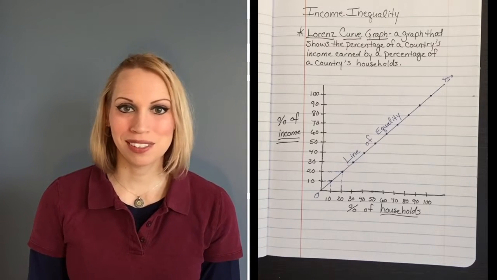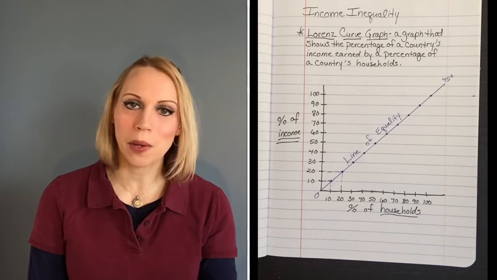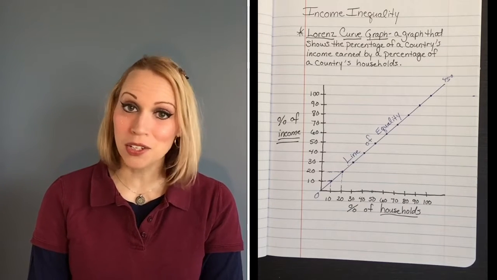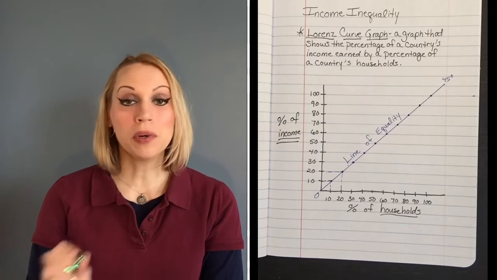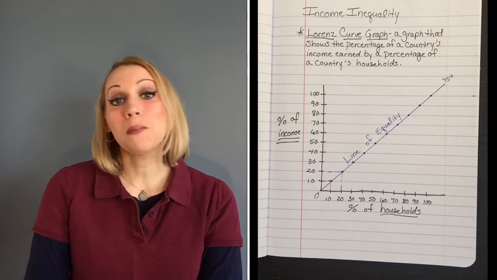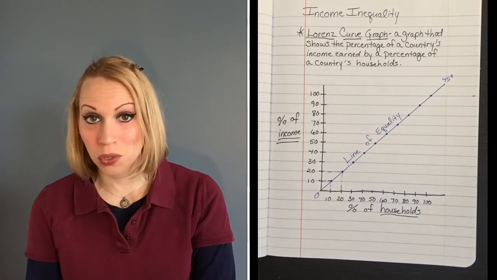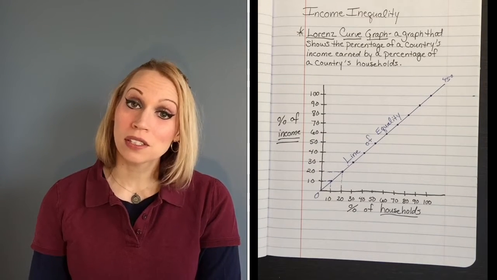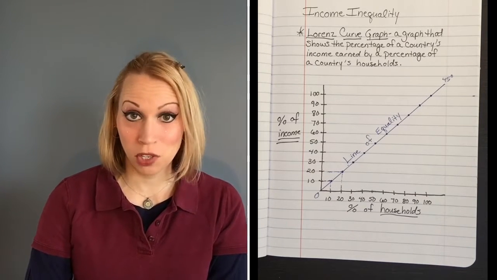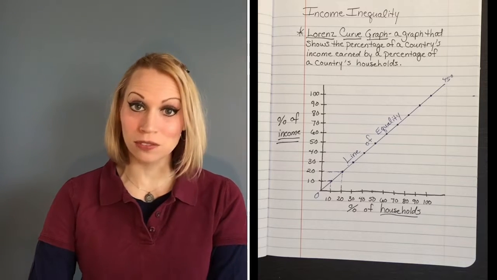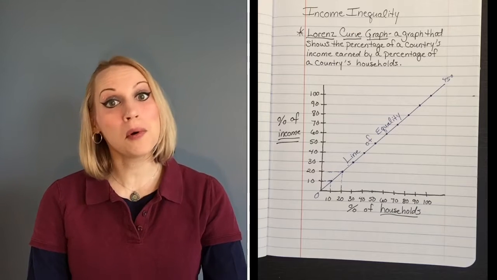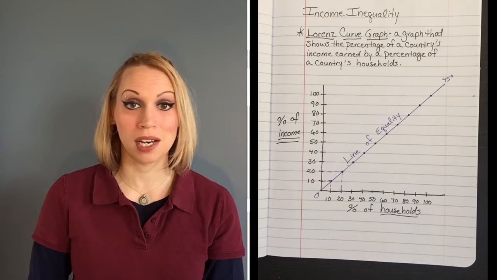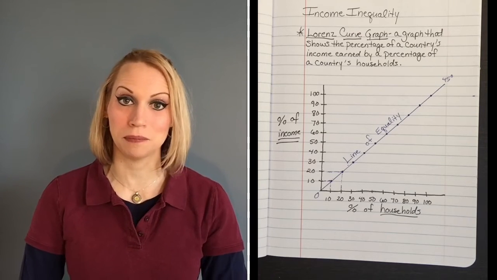Now, as you can imagine, this is not really how countries are. This is not the Lorenz curve. This is called the line of equality. And we use this line to compare the Lorenz curve to. The closer the Lorenz curve resembles the line of equality, the closer that the Lorenz curve gets to being that 45-degree upward sloping line, the more equal the distribution of income to households in a country.